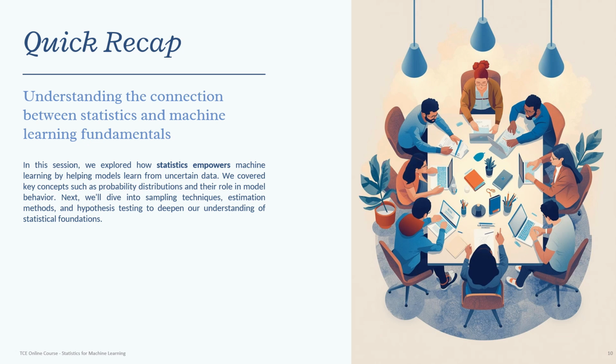So let us quickly summarize what we learned today. Statistics helps machine learning deal with uncertainty. Random variables represent real world features. Distributions describe how data behaves. Bayes' rule helps in reasoning with evidence. ML is often about probability optimization. In the next module, we will go deeper into sampling, estimation, hypothesis testing, and statistical inference for machine learning.